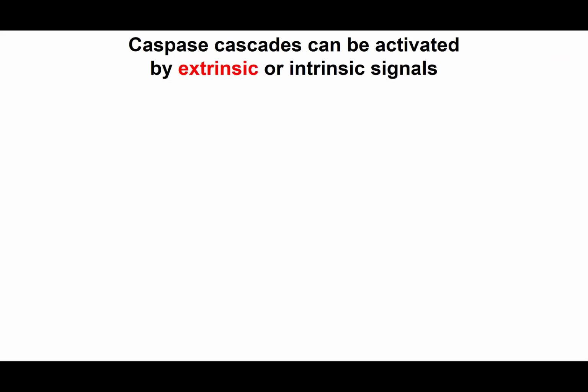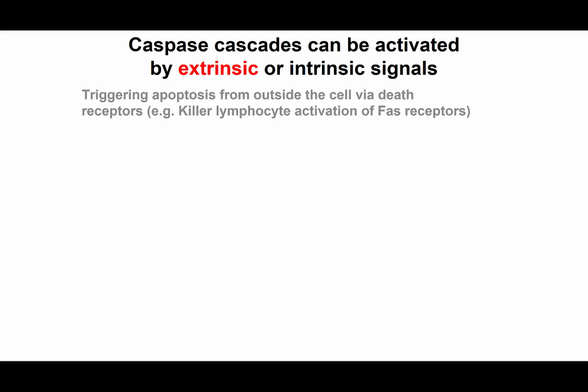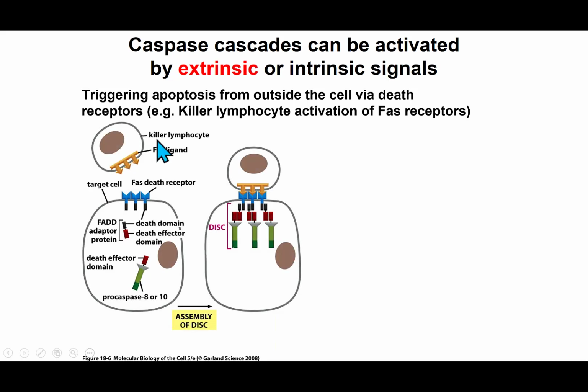So let's first talk about extrinsic mechanisms. Here we trigger apoptosis kind of from outside the cell, but again, that's not the distinguishing feature. It's via cell death receptors. So for example, you have the killer lymphocyte activation of what are called Fas receptors. In the diagram here, you're going to see this killer lymphocyte essentially instructs this particular cell to undergo apoptosis. Maybe this is a damaged cell, maybe this is an infected cell, whatever. If it's unhealthy, this particular killer lymphocyte can tell it to undergo apoptosis.